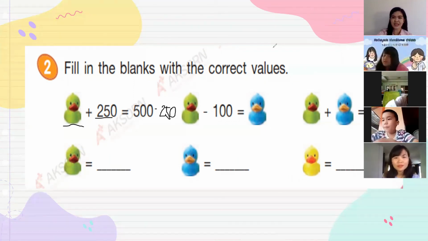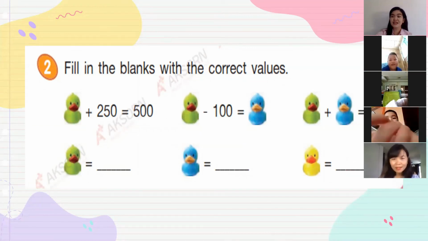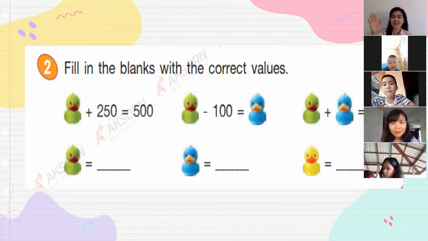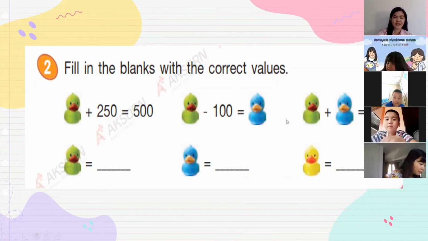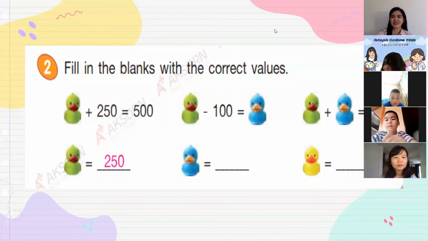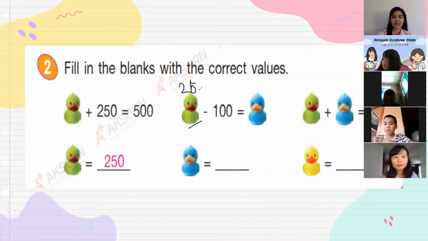How many? 250. Very good. So the green tag is 250. So since the green tag is 250, this one is 250. So 250 minus 100 is how many?